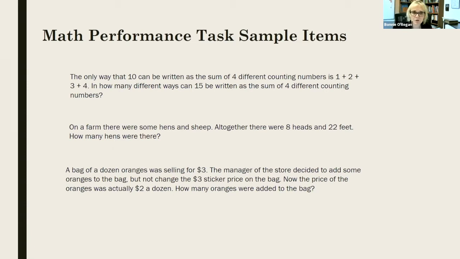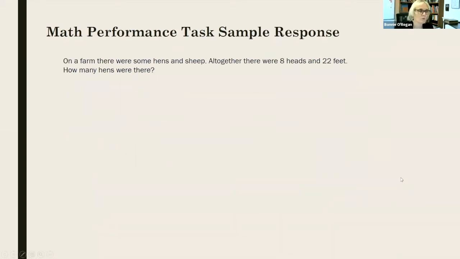On the next question about a farm, there's some hens and sheep. There's 8 heads and there's 22 feet. How many hens are there? And the third one, here's where the students have to look at a bag of a dozen oranges that are $3. And when the manager puts in some more, but doesn't change the $3, it now actually is $2 a dozen. So how many oranges are added to the bag? So here's a sample of how you go about doing this.